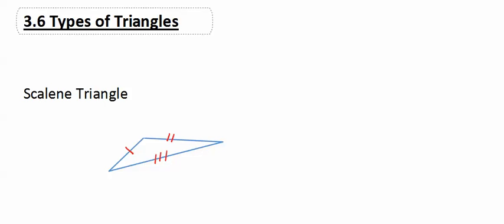Now, since we know that the sides correspond to the angle opposite the side, if all three sides are not congruent, or no two sides are congruent, then that will also mean that no two angles will be congruent in a scalene triangle.